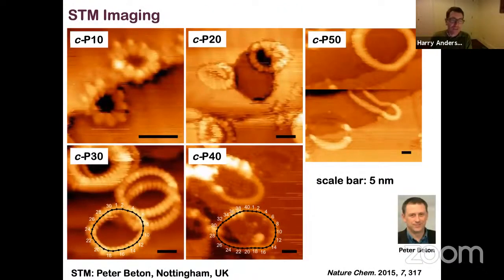So here are some images of 10, 20, 30, 40, and 50 porphyrin rings that we've made this way. And in all cases, you can actually count the porphyrin units around the ring. So you can make these really large molecules directly from small building blocks using this sort of template-directed synthesis, right up to the 50 porphyrin ring, which is about 20 nanometers across.